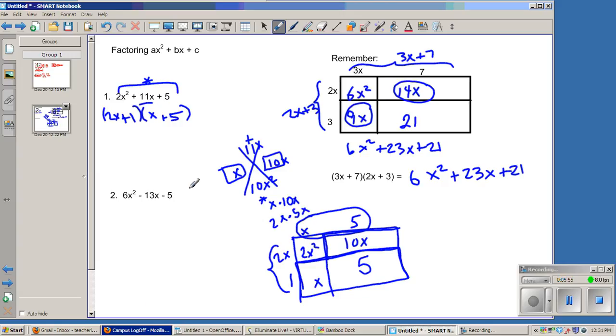Now we can try that on this next problem here. Same method, only it's a different problem. So watch the next video to get the solution for that one.